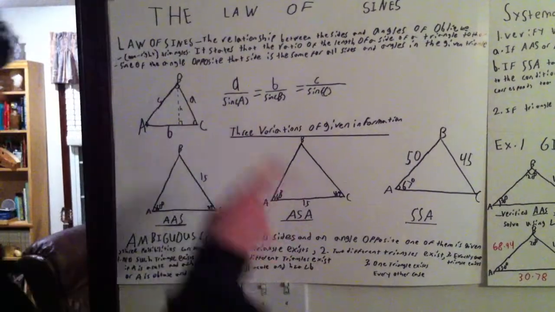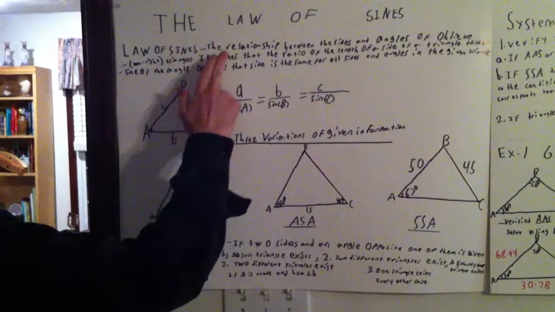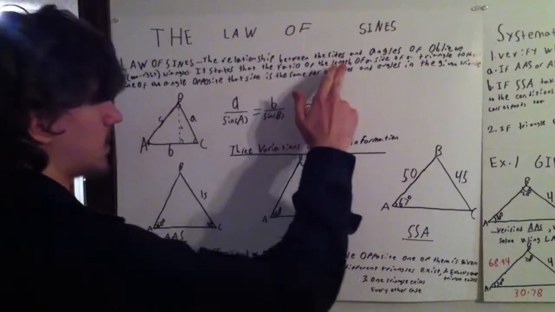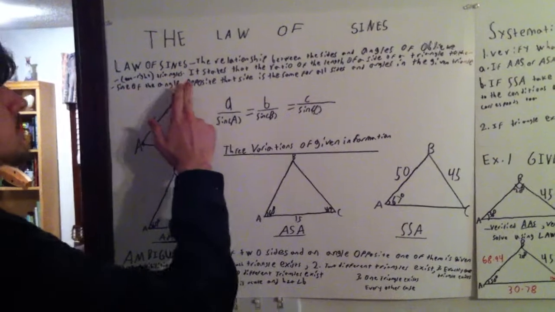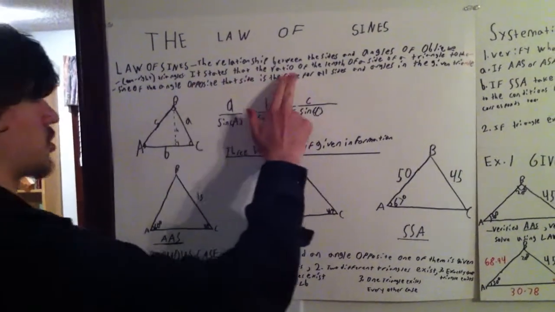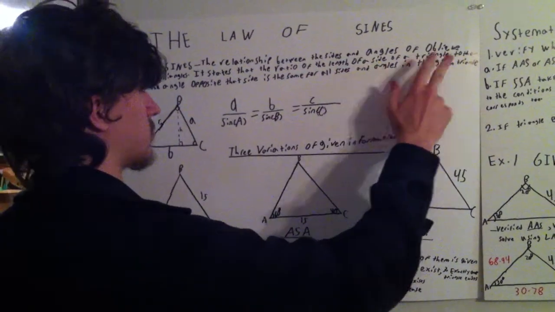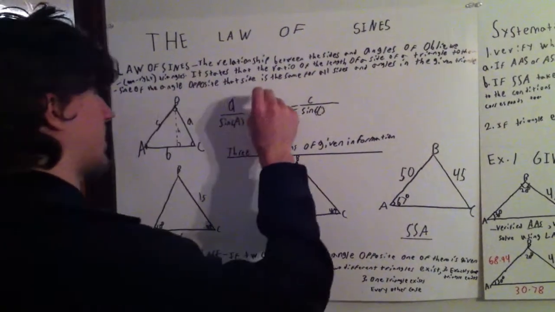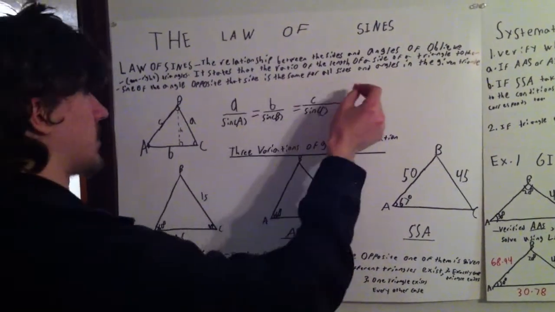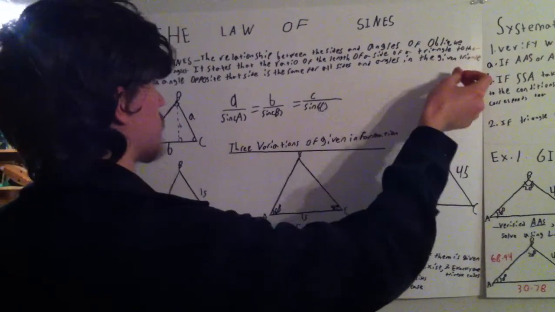Today I'll be reviewing how to go about solving the law of sines. The law of sines is defined as the relationship between the sides and angles of oblique, i.e. non-right triangles. It states that the ratio of the length of a side of a triangle to the sine of the angle opposite that side is the same for all sides and angles in the given triangle.